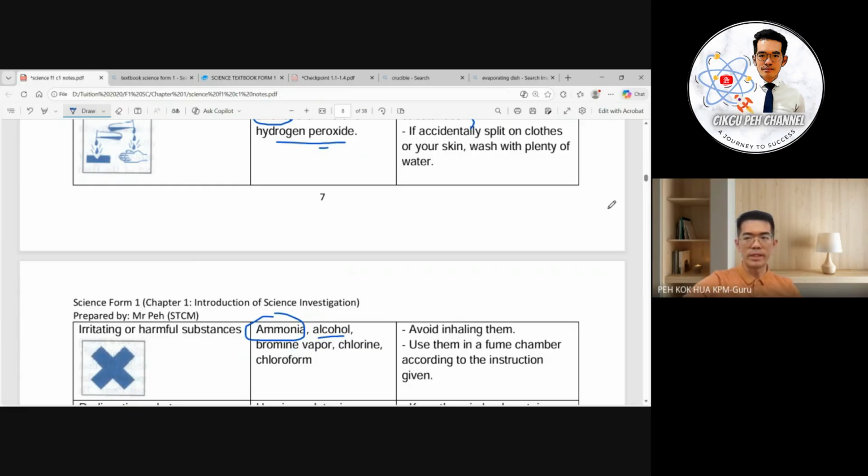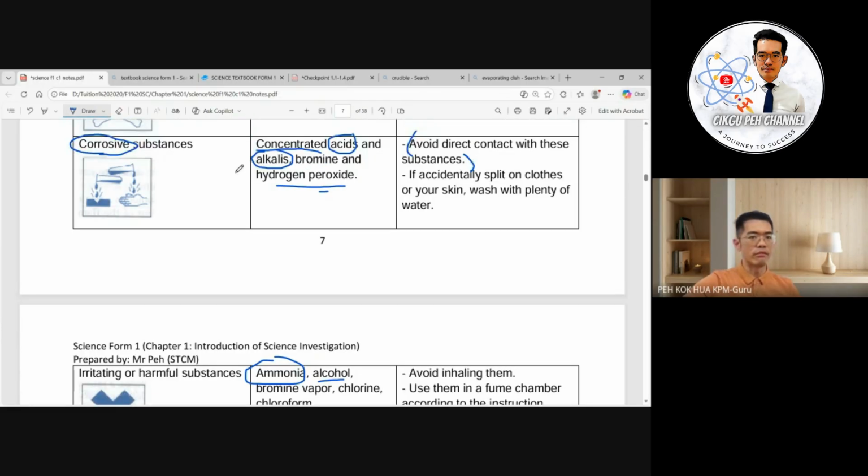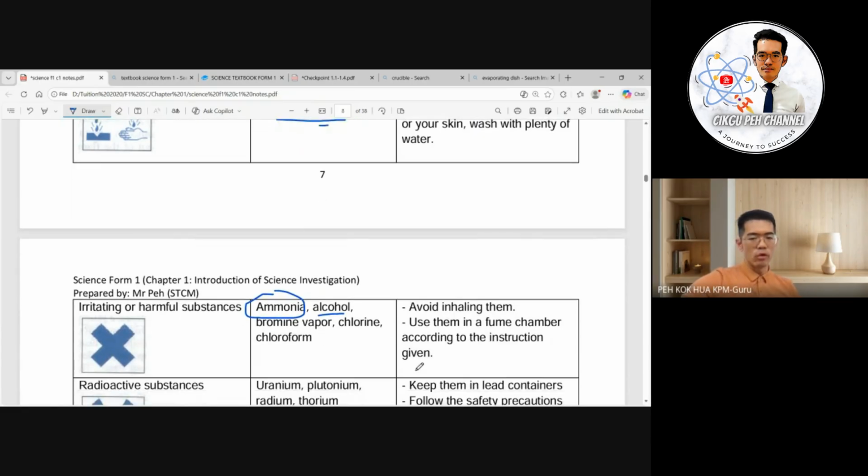Just now we also got one example. Bromine is corrosive, so that means bromine is able to show 2 different hazardous symbols, which is corrosive and another one, irritating. Okay, then chloroform, chlorine. Normally we can get chlorine from cleaning agents. For example, when we want to kill the microorganisms in swimming pool water, we use chlorine.